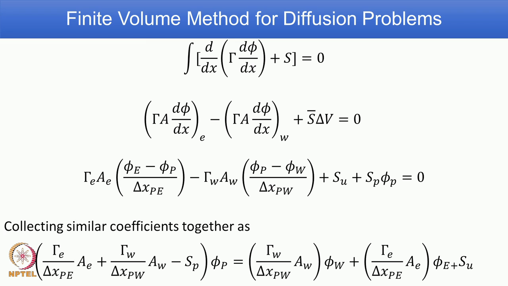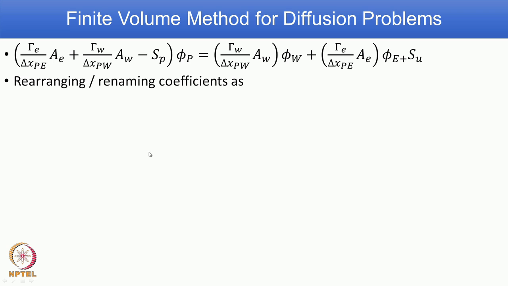You can imagine p is running from left to right in the case of 1D, that is, all the nodes of interest are going from the left boundary to the right boundary, and this equation is repeated for all the nodes from the left boundary to the right boundary. Now, this is the point of interest and phi w and phi e are known either from the previous iteration or from the current iteration. That is why the left hand side is unknown and the right hand side is a known quantity.